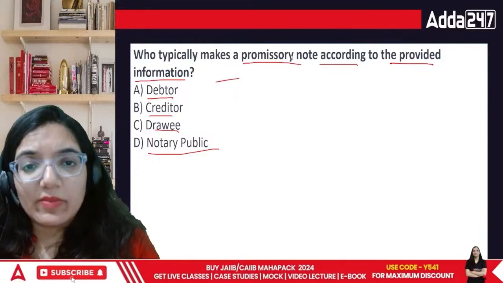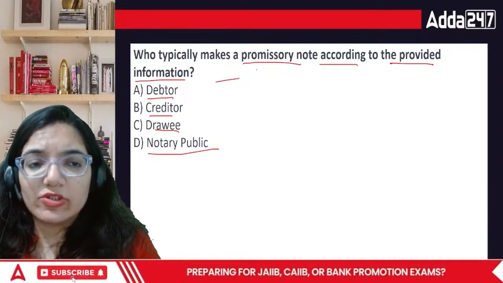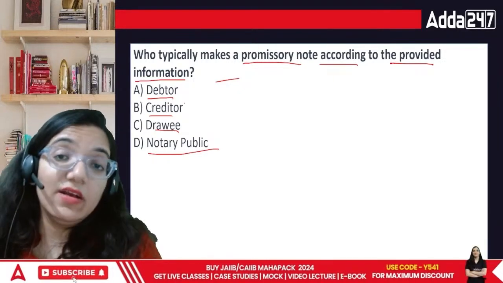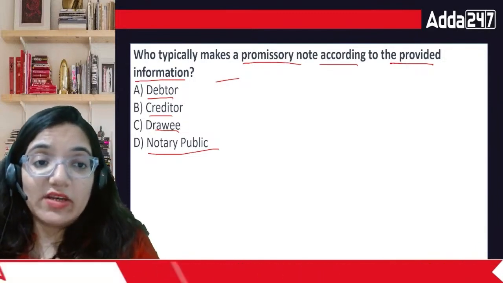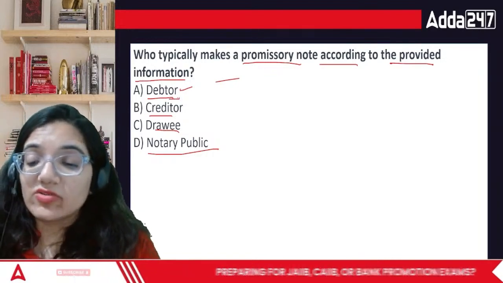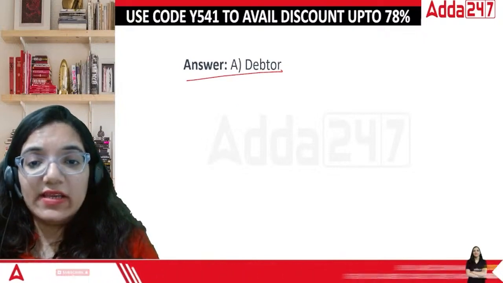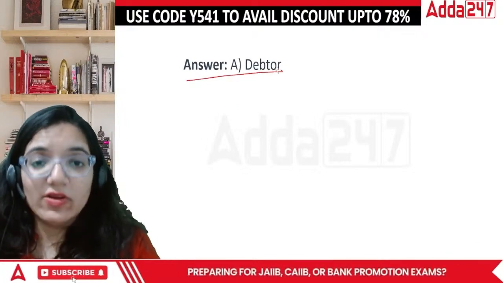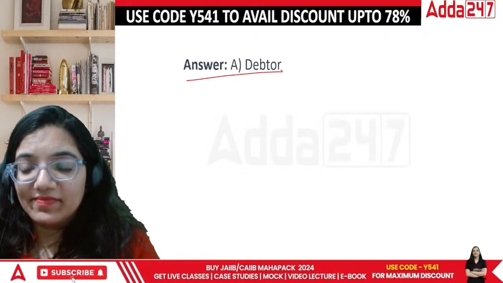Who typically makes the promissory note? The person who says, I promise you to pay this much amount of money after this much amount of time, is your debtor. He says, I owe you so and so amount of money, I will pay you. So technically, the name is debtor. The debtor is the person who agrees that yes, I am supposed to pay you this much amount of money.